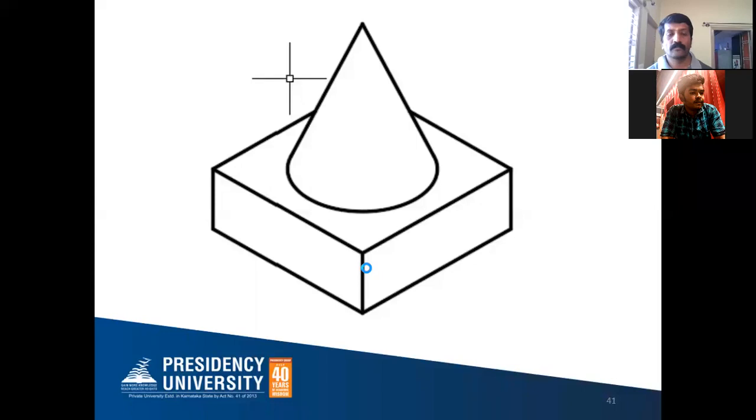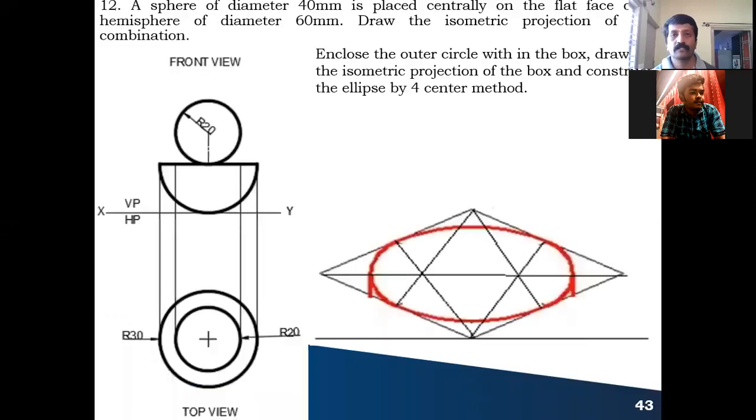So today also 3-4 examples we'll discuss. So today we'll take most of the examples on the ellipse, how to draw an ellipse in different combinations of solids.